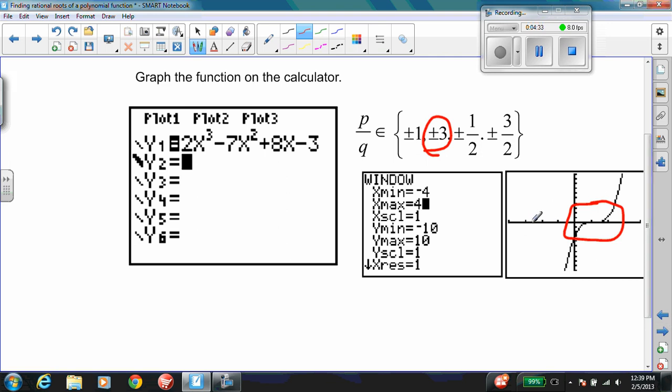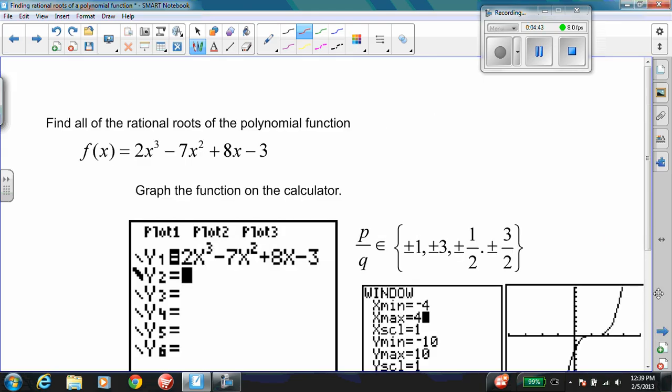I know I don't have any negative numbers for possible rational roots. They're all right in here. It looks like they're between 0 and 2. That's where my rational roots are. So I'm going to zoom in on that a little bit.